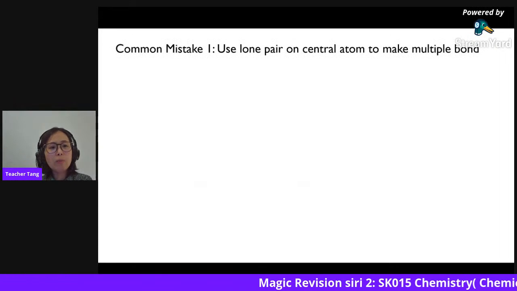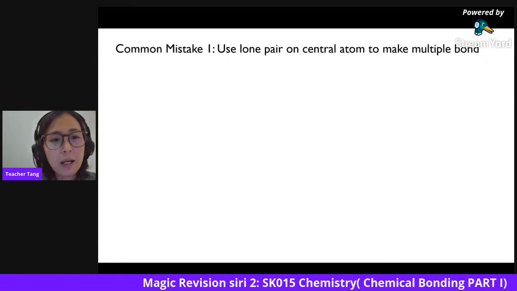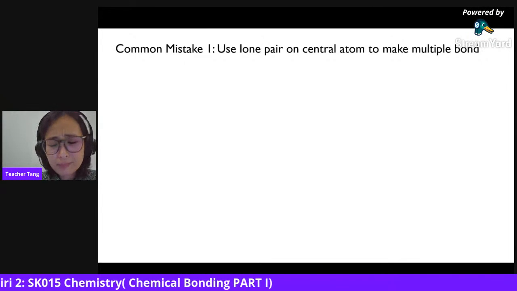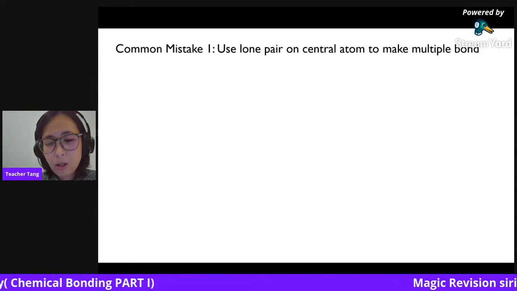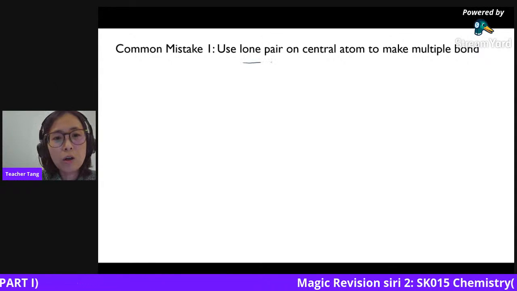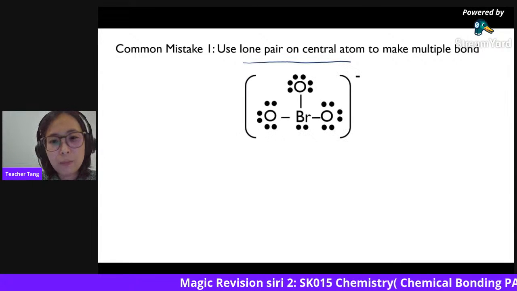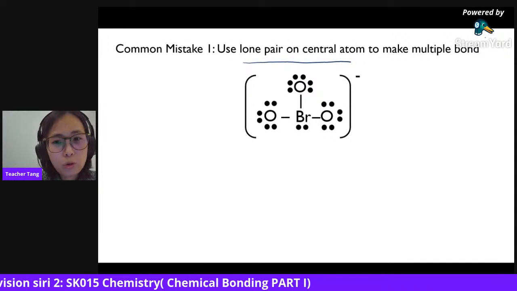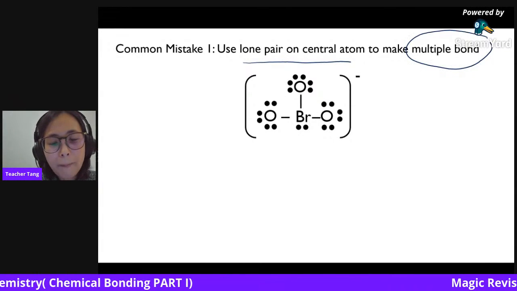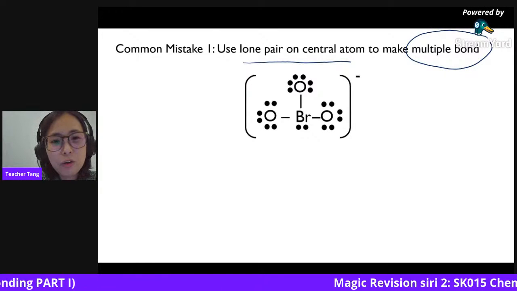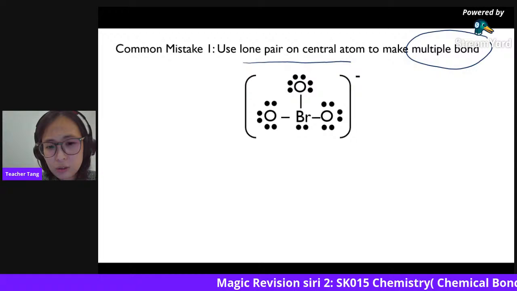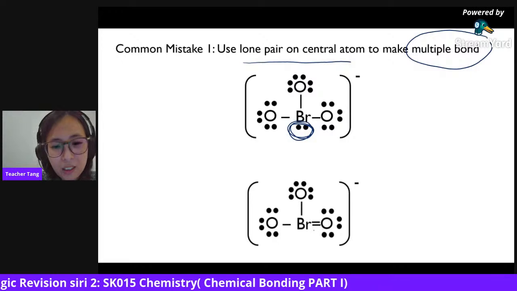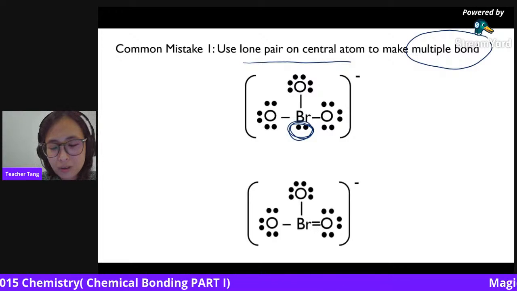Now we move on to look at a common mistake made by students when drawing the Lewis structure. Sometimes, when they want to make a multiple bond, students tend to use the lone pair on the central atom, like for example in the bromate ion just now. Remember, to make a multiple bond, we must use the lone pair from the terminal atom, not from the central atom. Using the lone pair on the central atom is definitely wrong.